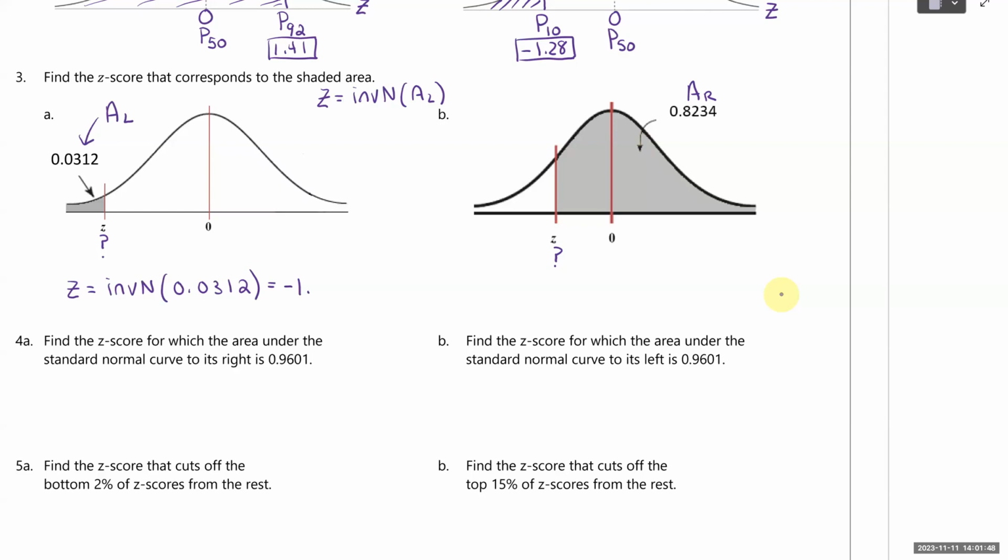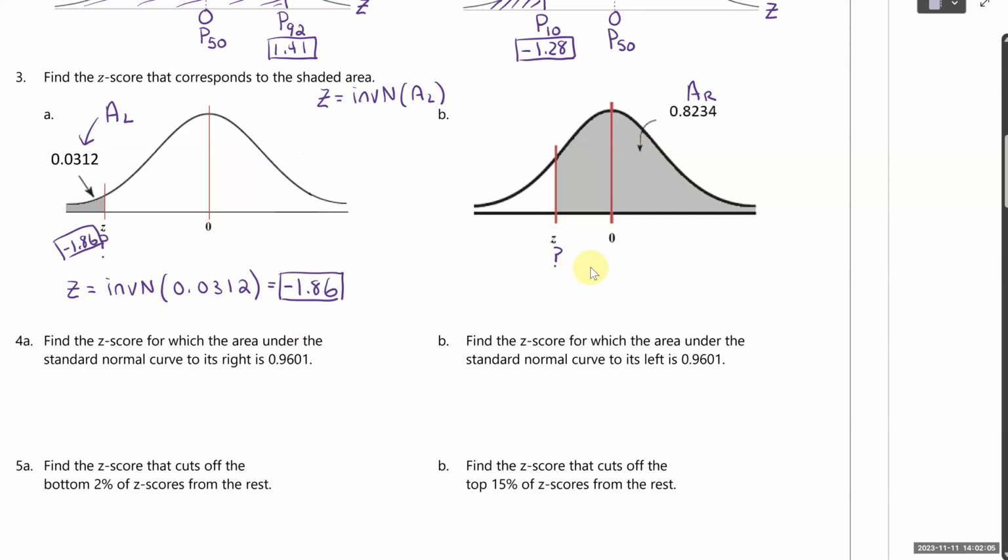Let's check that out. That will be negative 1.86. And that makes sense here. 1.86 is left of 0.